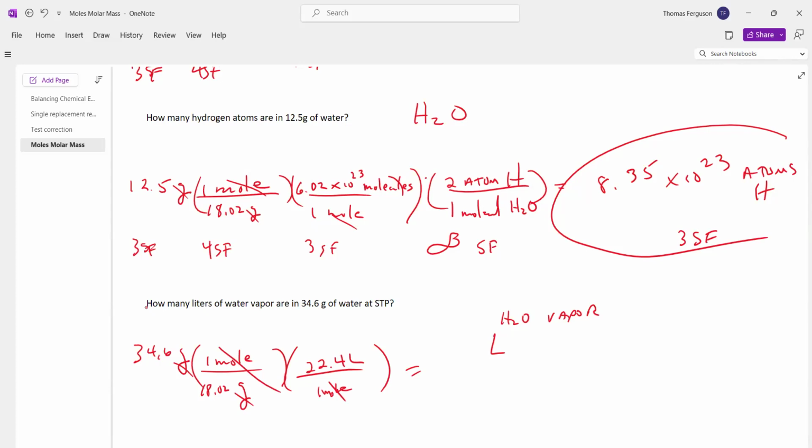Yes, a lot harder problem. There's something called the ideal gas law, which correlates pressure, volume, and temperature. If it's not at STP, you have to use that. I'm going to touch upon that, or not cover it. I'm not sure. We're going to see how the time goes.